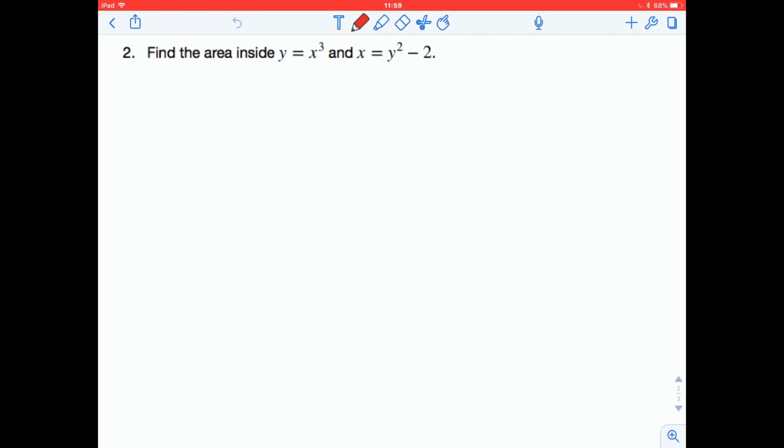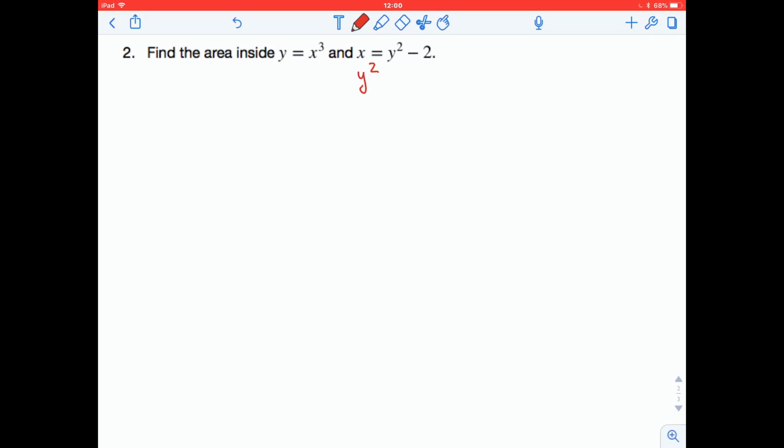In this problem, we're given another request to find the area inside two functions. So we're given y equals x cubed and x equals y squared minus 2. If this were given to you on an exam where you only had your graphing calculator, what you would have to do at this point is solve this other equation for y.